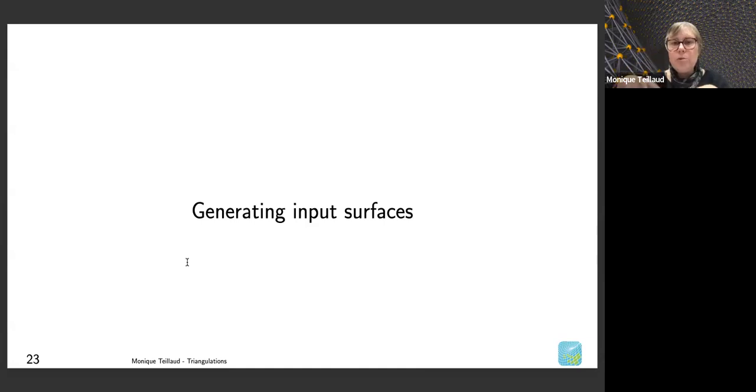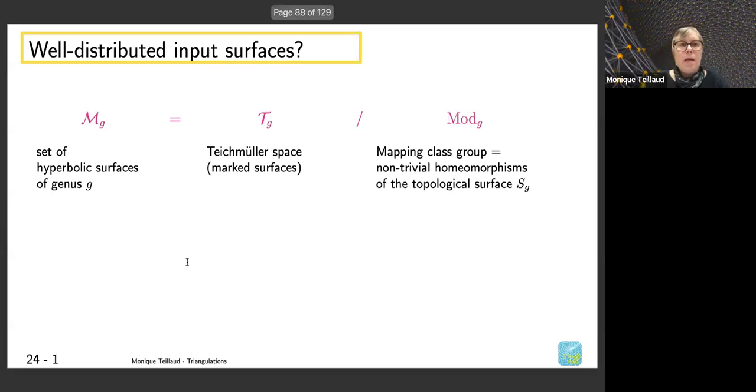So the input should be both relevant, meaning that the input surfaces that you choose should represent everything you can get, more or less. And also, you should be able to compute with that. Otherwise, you're stuck. And this is quite hard.